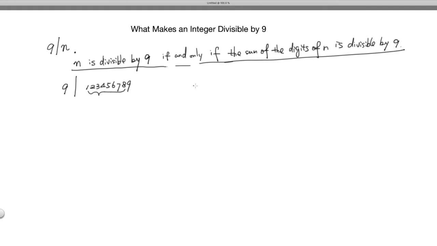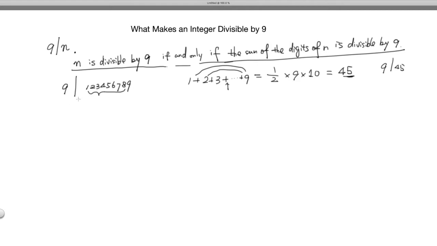The sum of digits is just 1 plus 2 plus 3 plus 4, all the way to 9. And we know the formula: half of 9 times 10, by just pairing them together, which leaves a 5 in the middle. And this is equal to 45. Now, 45 is a multiple of 9, so we know that 9 divides 45. So we know that the original number is also divisible by 9.